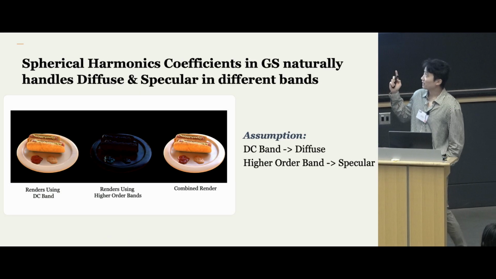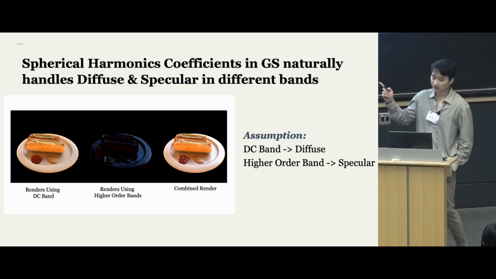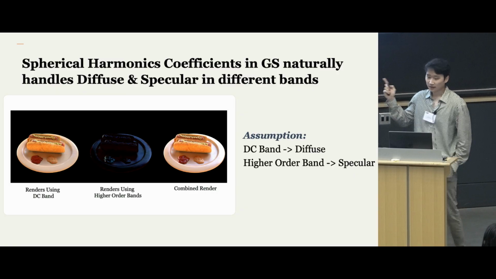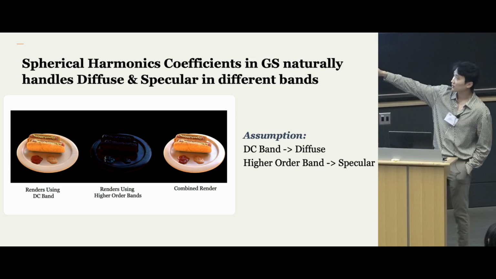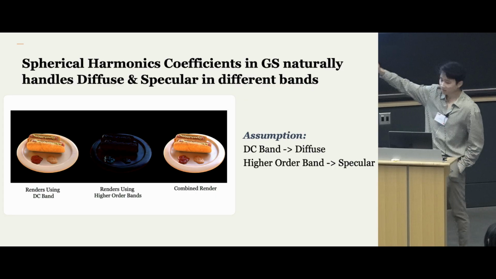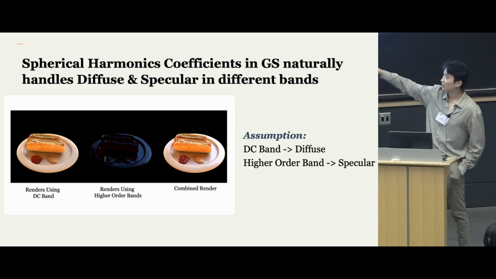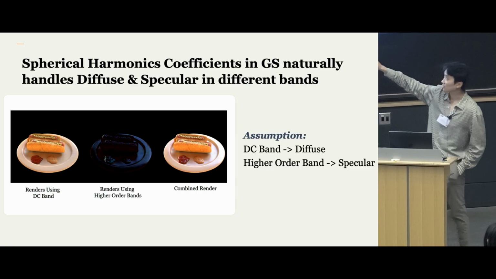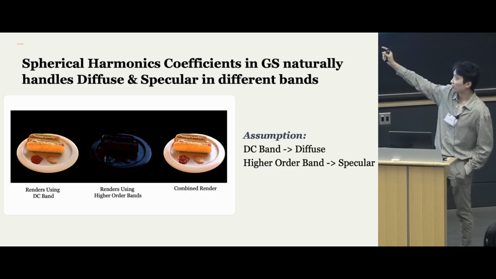In this paper, we make the assumption that the coefficients within the SH naturally handle diffuse and specular in different bands. So we have a decomposition here. On the left is a render using just the DC component of the spherical harmonic. You can see it's mostly diffuse color. If we render only using the higher order bands, we see that it's the specular or higher frequency term. The linear combination of them produces the final combined render.